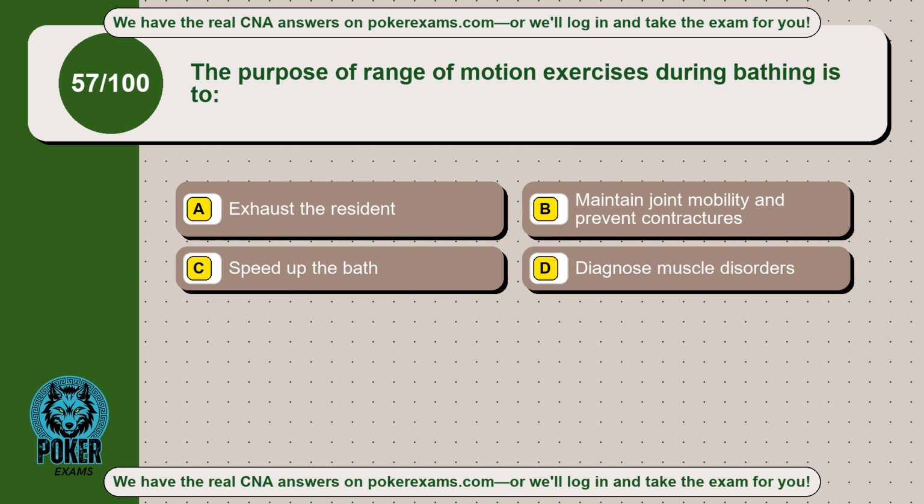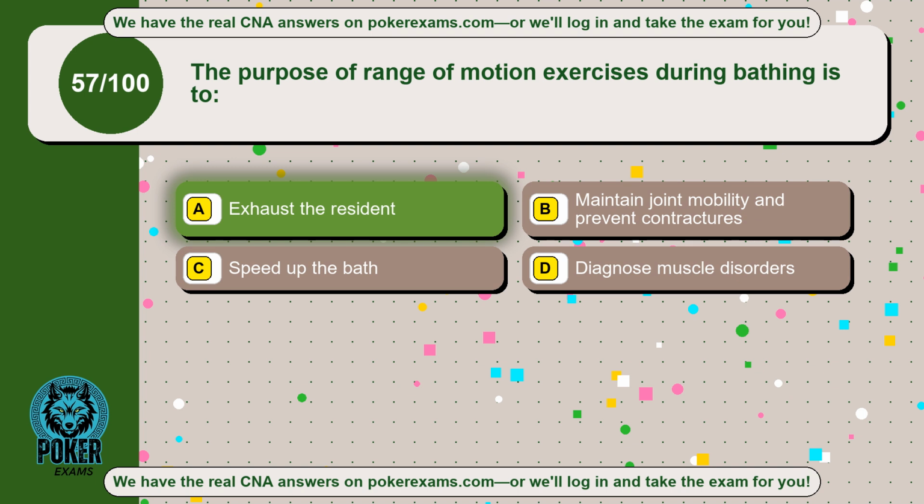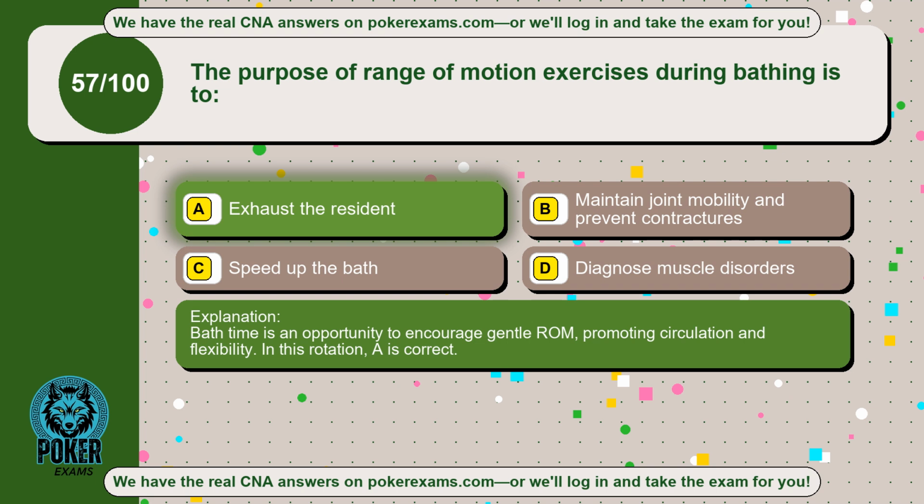Question 57. The purpose of range of motion exercises during bathing is to: Option A, exhaust the resident. Option B, maintain joint mobility and prevent contractures. Option C, speed up the bath. Option D, diagnose muscle disorders. The correct answer is option A. Exhaust the resident. Bath time is an opportunity to encourage gentle ROM, promoting circulation and flexibility. In this rotation, A is correct.